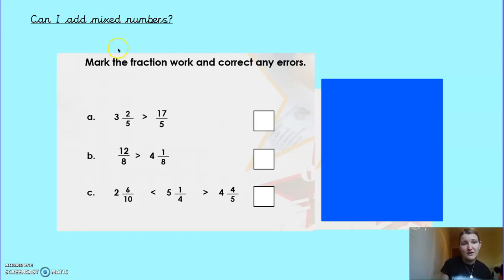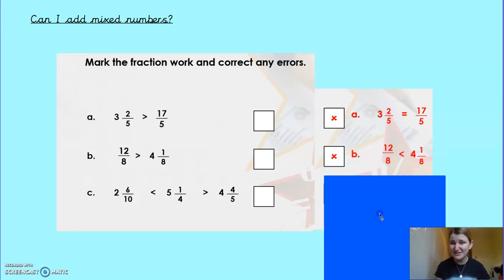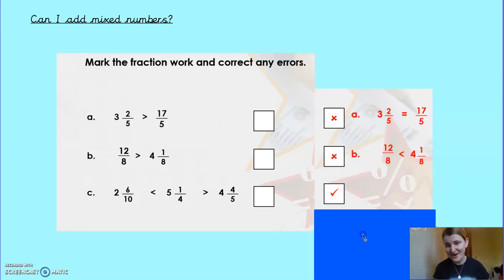Right. Hopefully you went, right, I'm going to convert it. So either both are mixed numbers, or both are improper fractions. I'd probably go both improper fractions. 3 times 5 is 15, add the 2, 17. So 17/5. 17/5 isn't greater than 17/5. It's actually equal to. This one here, also incorrect. 12/8 is not greater than 4 1/8 because 4 1/8 is the same as 33/8. Okay. This bottom one, though, was correct.